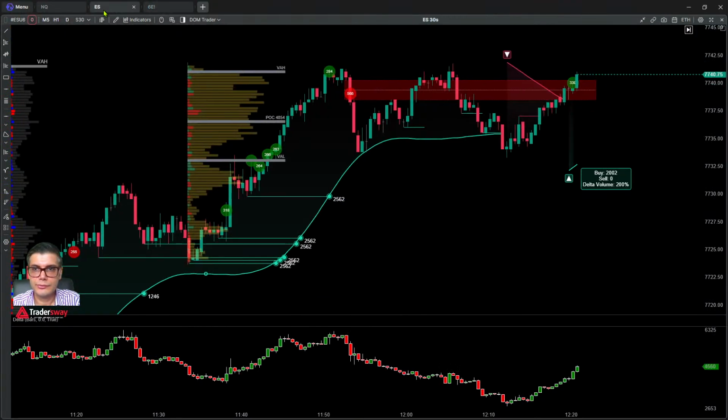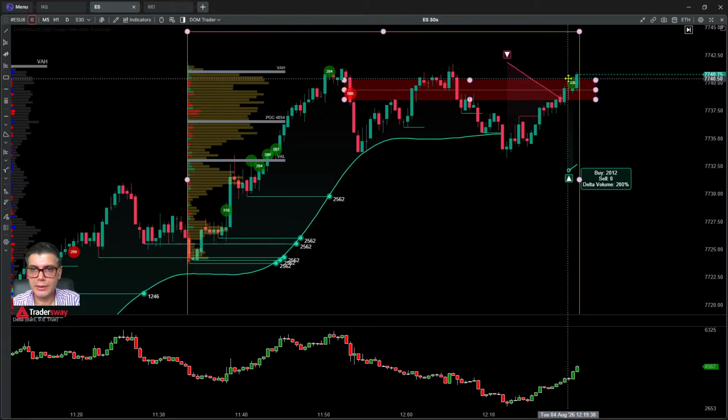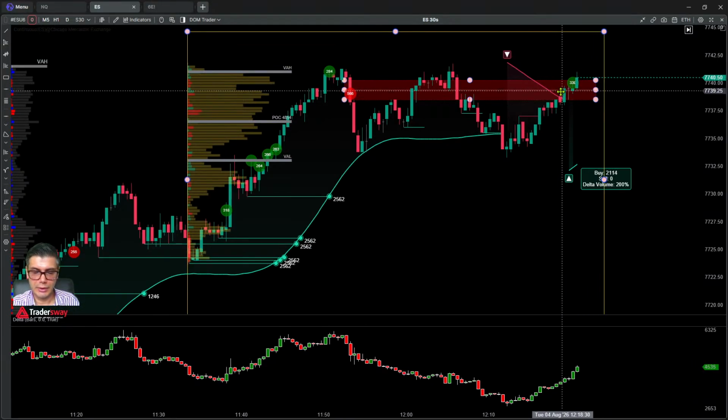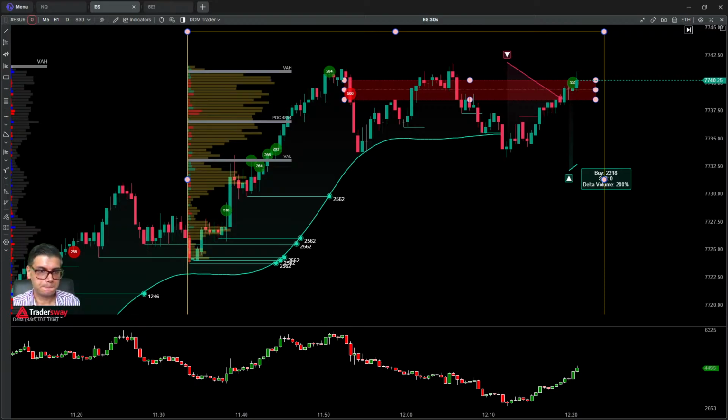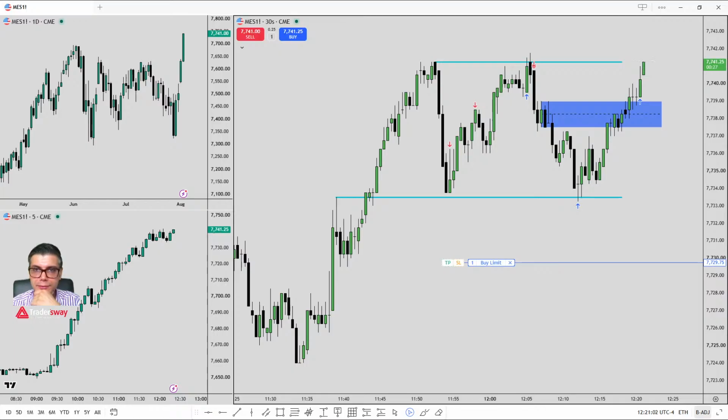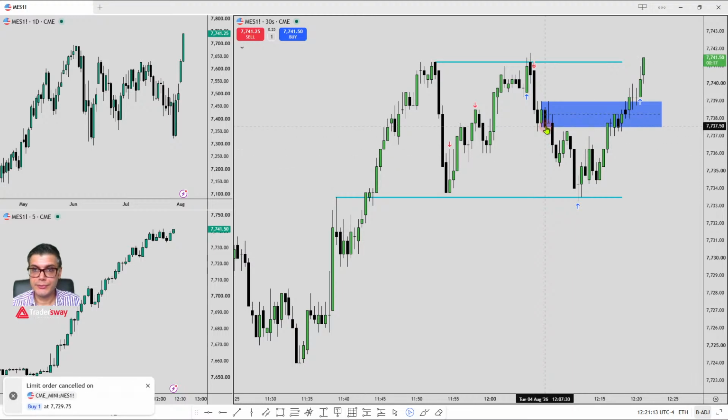Okay, ES took our stop. 339 buy contracts came right here, and it possibly would make a new high. Let's look at that trade. There you go. Took out the stop. Well, it didn't come into play. There we go.